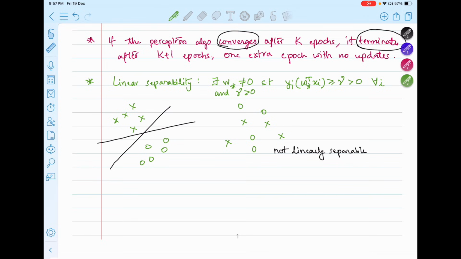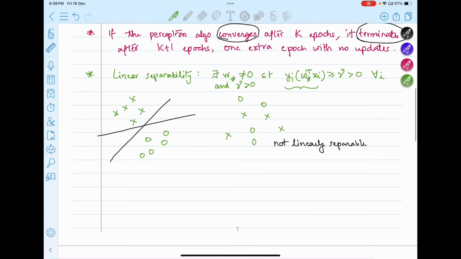What does this mean actually? See, yi times W star transpose xi is always going to be of the same sign. If it is the same sign, then it will be positive. Opposite sign, then it will be negative. So we are saying W star transpose is always classifying it correctly. And not just correctly, none of them is actually zero.